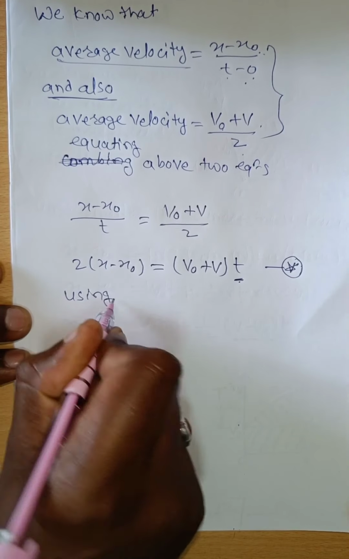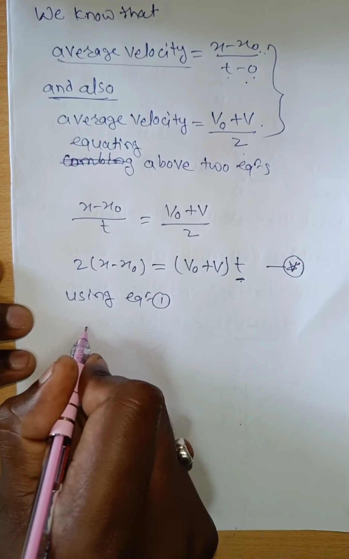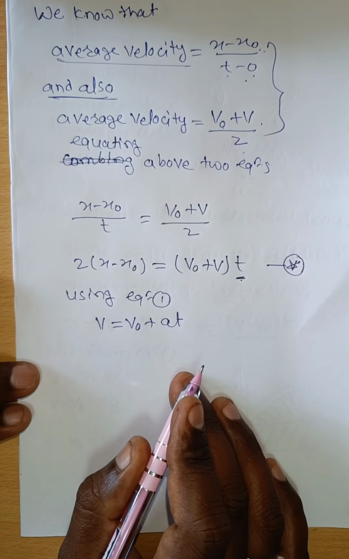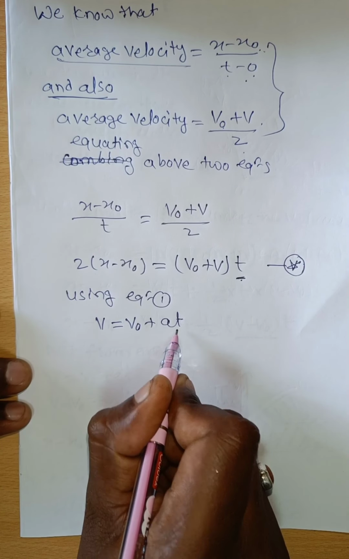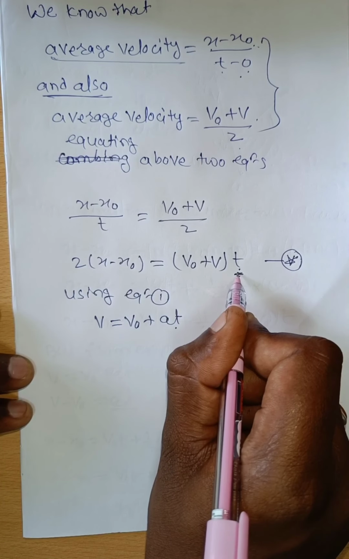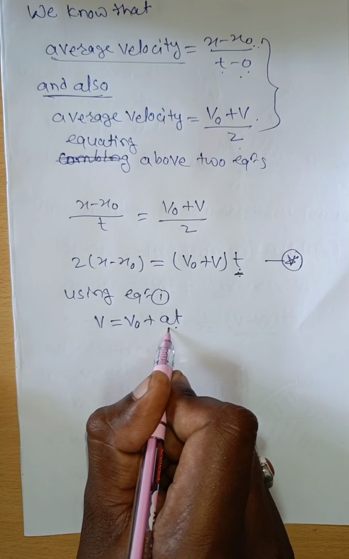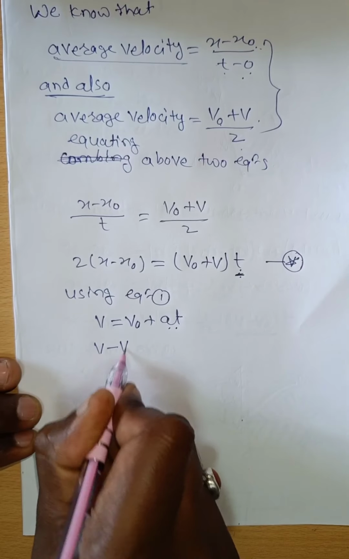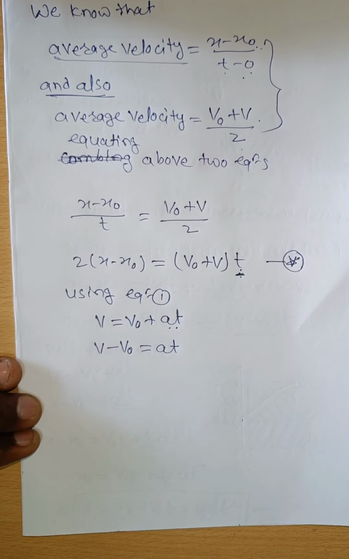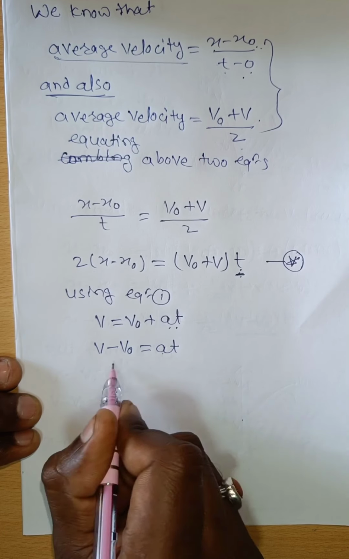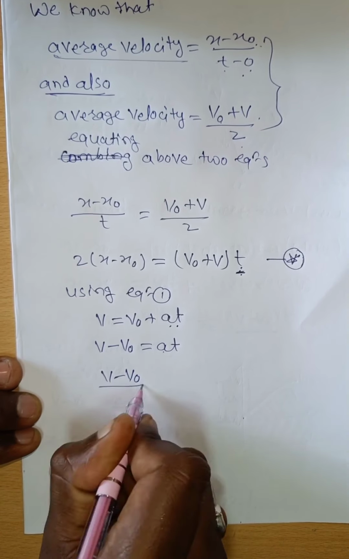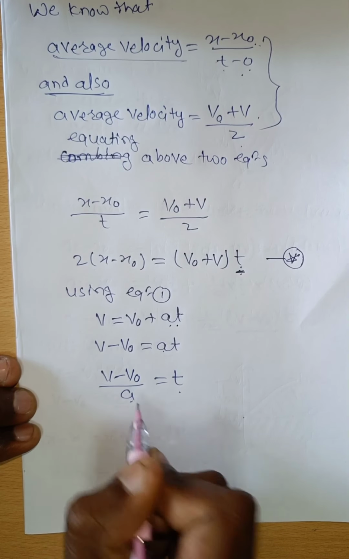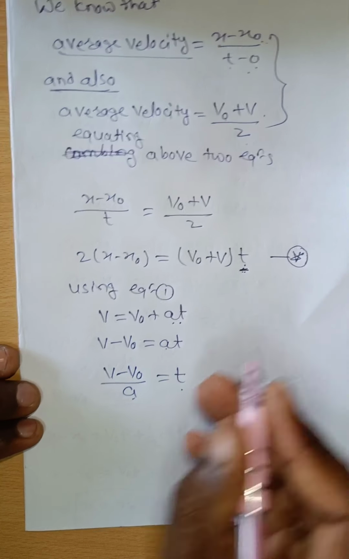Now using equation 1, v is equal to v naught plus at. We have to replace that t, so we rearrange equation 1 in terms of t. v minus v naught is equal to at. Dividing both sides by a, v minus v naught divided by a is equal to t, so t is equal to v minus v naught by a. We have to put this in equation star.